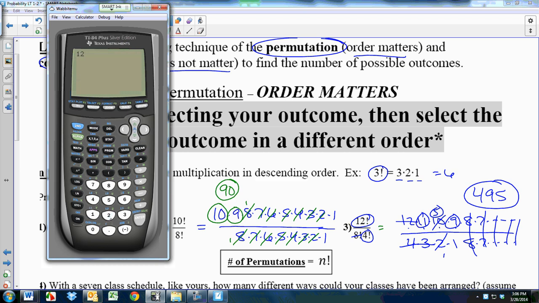12 factorial. So 12 math PRB, 4th option, divided by 8 factorial times 4 factorial. Well, make sure you open a parenthesis for your 8 factorial times 4 factorial. Then you close your parentheses to make sure you trap both of those things being divided. And hit enter, and we should get, yep, same answer, 495.